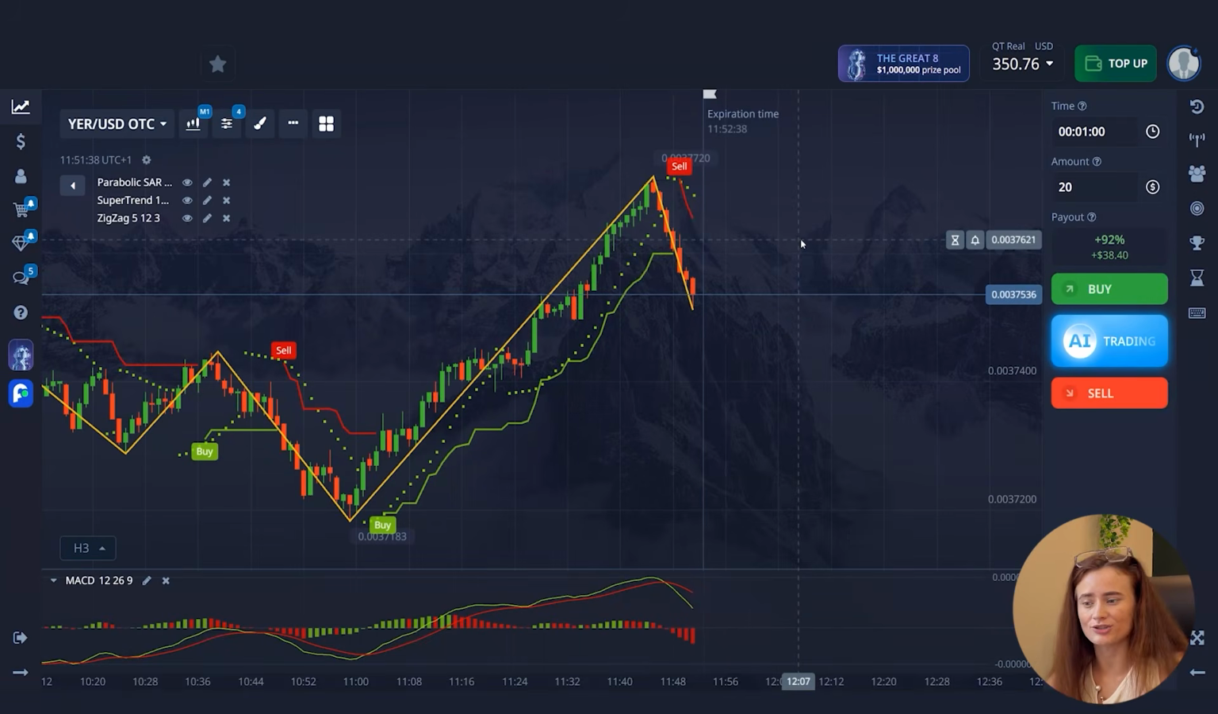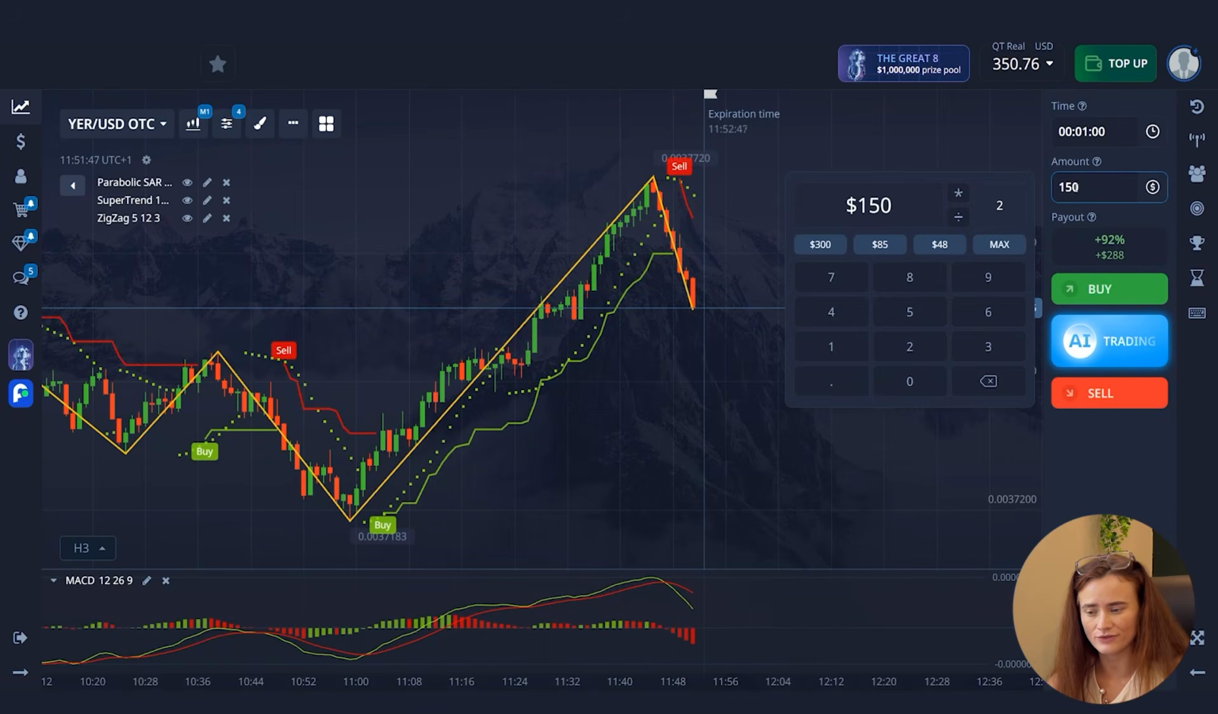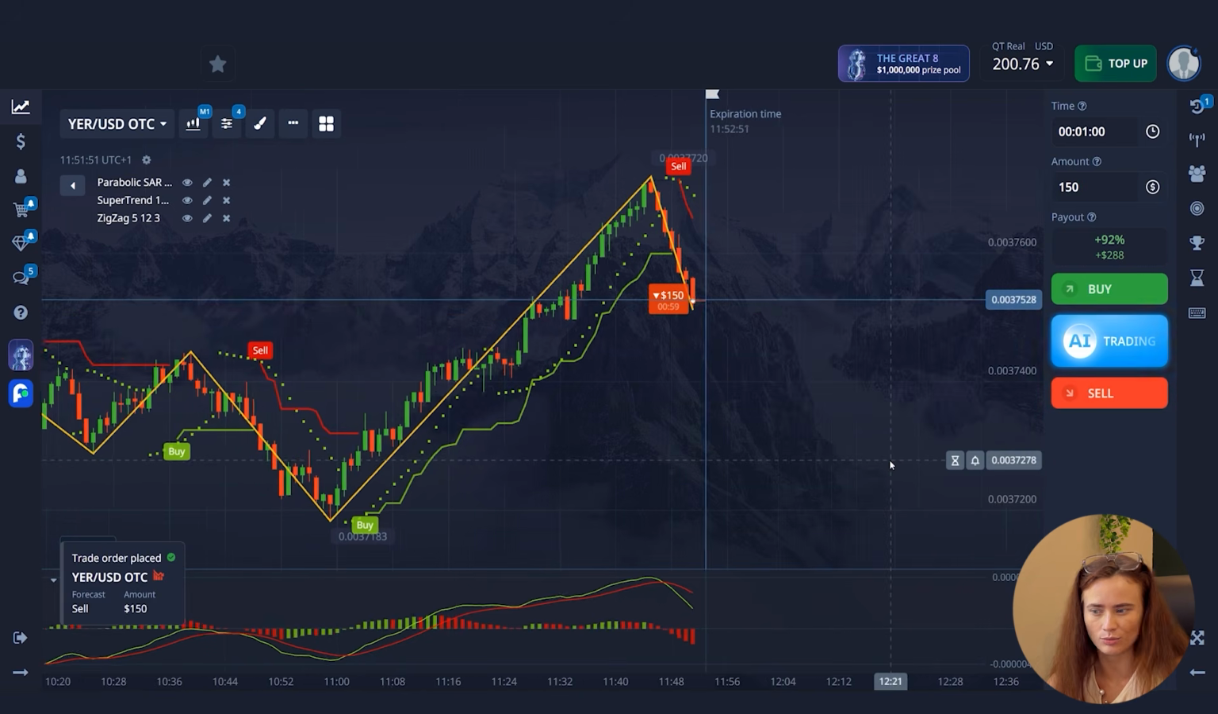Let's take the situation and try to make profit. The trading time will be 1 minute, the trade amount will be $150, so let's open a trade to lower the price.